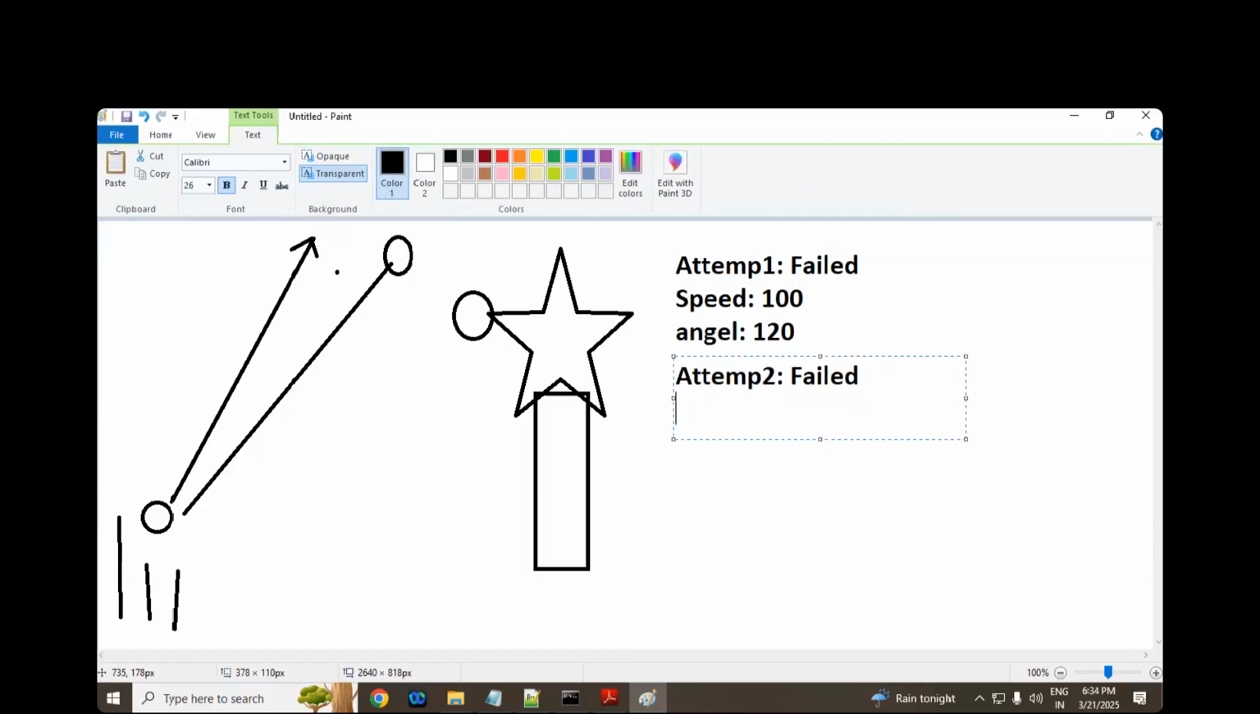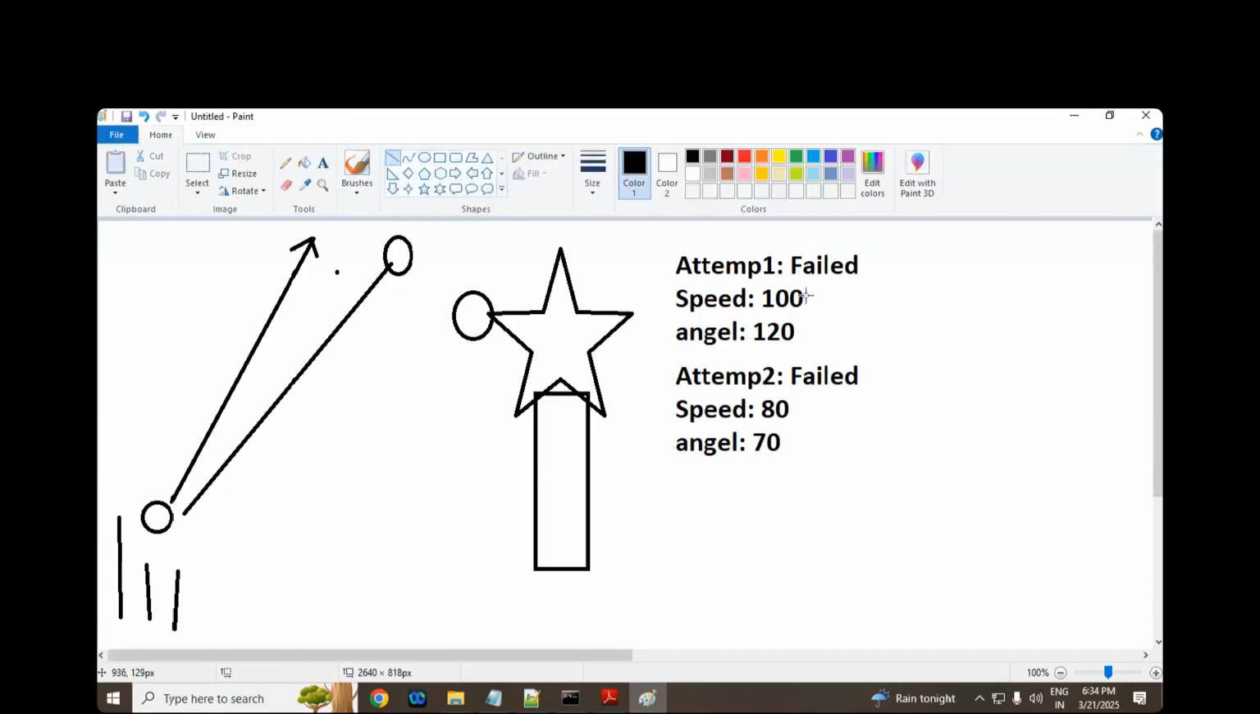Then the speed, I understood. Hey Daniel, I just need to reduce it. On an average, I reduced it to 80. Then the angle also I changed, sir. Some angle also I changed, 90, 140, yeah. It's okay. Let us just say to make it 70. That is okay. Attempt 2 also failed. First attempt failed, second attempt failed.